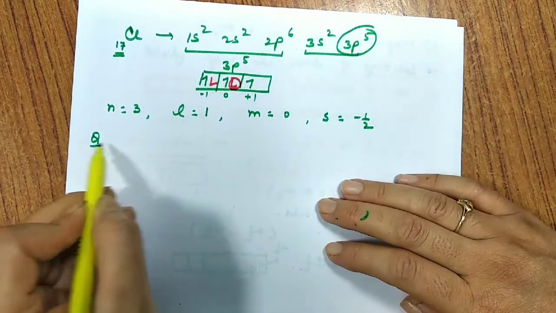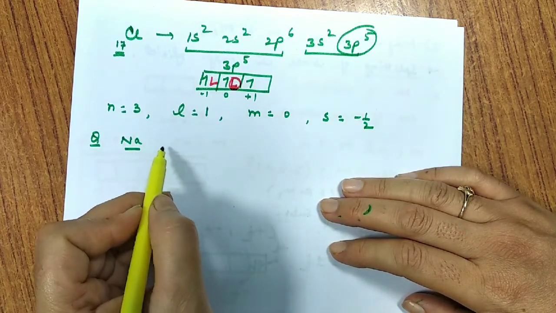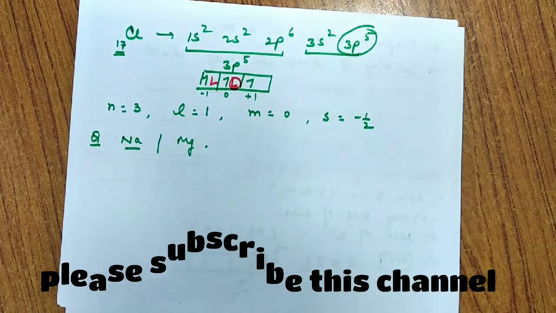Now the question is, find out all possible quantum number values for the last electron of sodium and magnesium. So write the answer in the comment section.